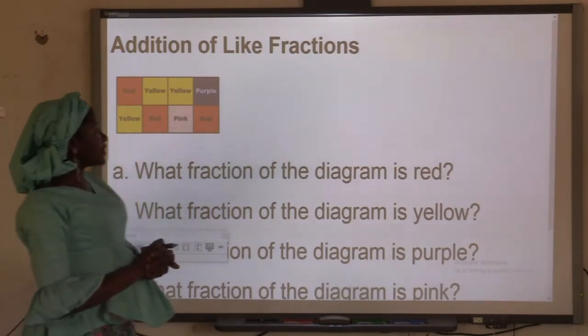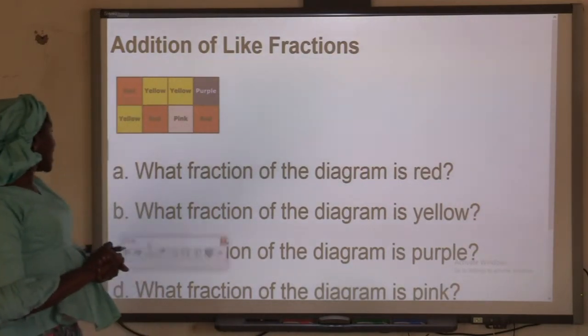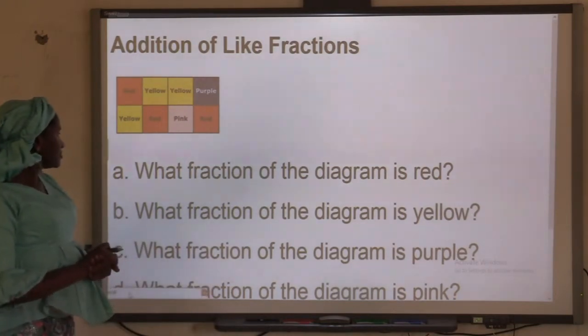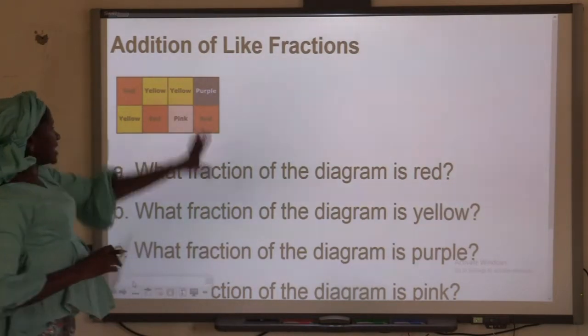Addition of like fractions. Look at this diagram.